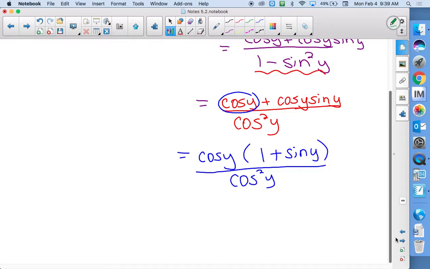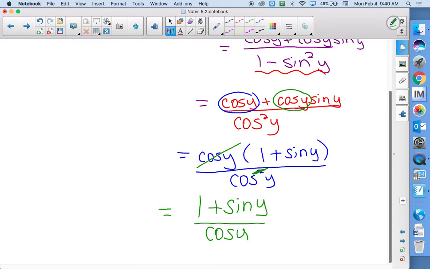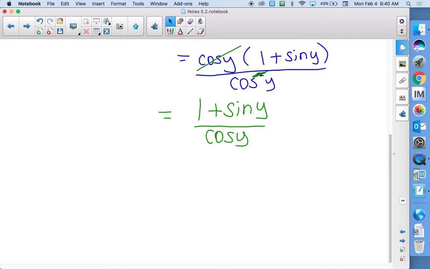So if we pull that cosine out, because they both have cosine in common, then the cosine on the top cancels, leaving us with 1 cosine on the bottom instead of it being cosine squared. So now on the top we just have 1 plus sine, and on the bottom we only have a cosine. So we went from cosine squared, but now we just have cosine. But it's still not quite where we want it to be, right? How do we get it there?